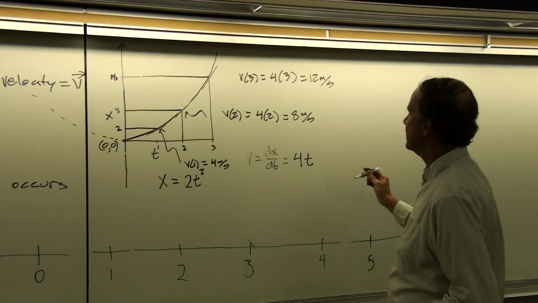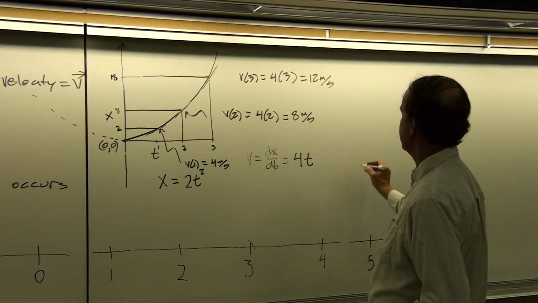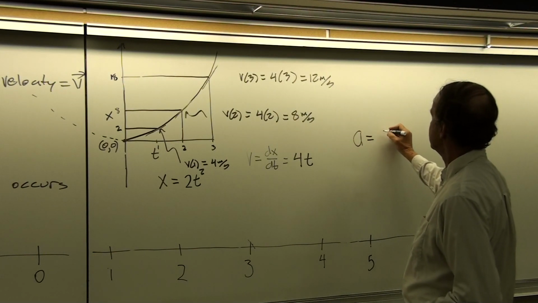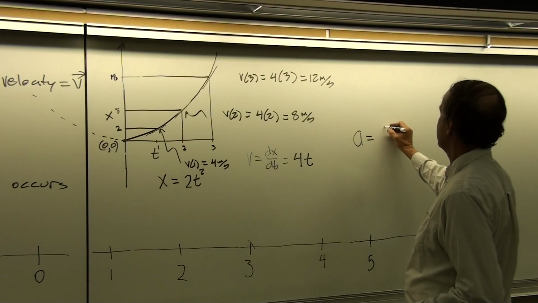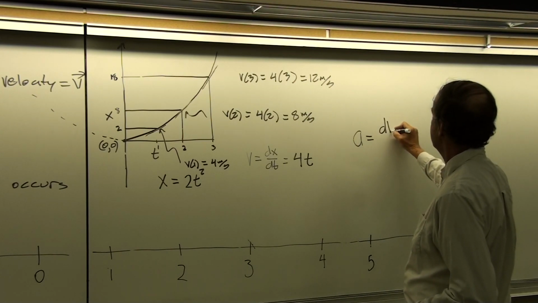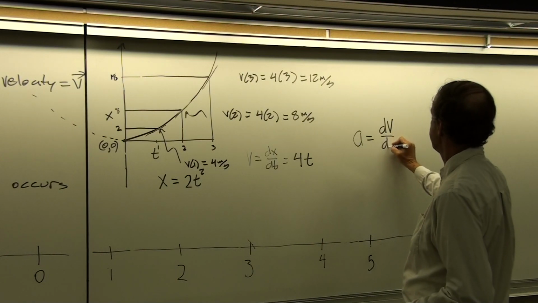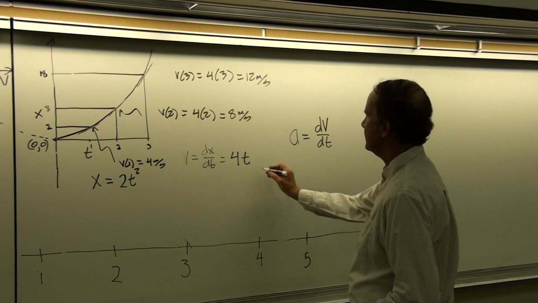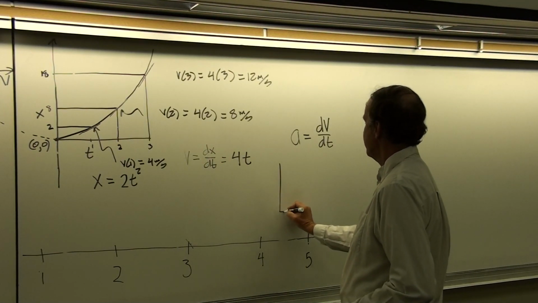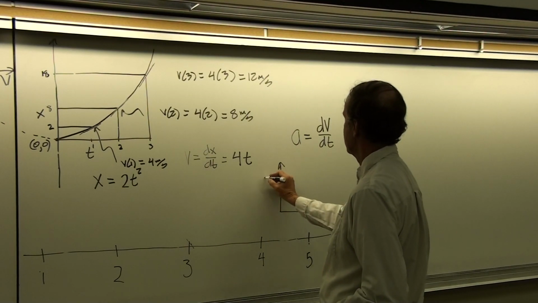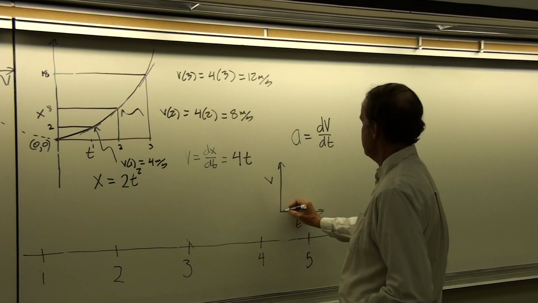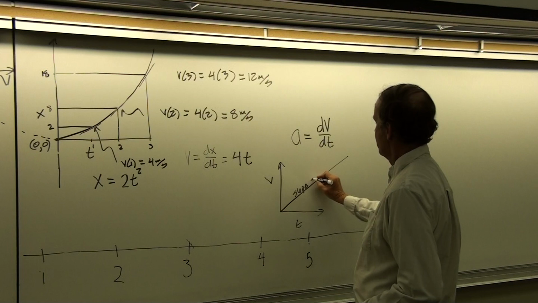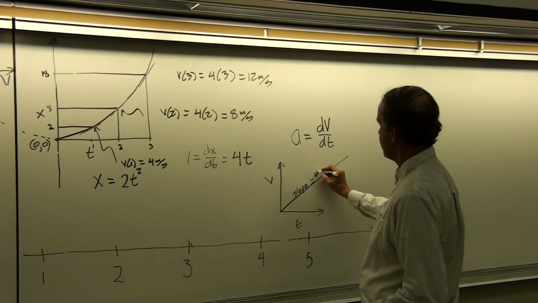Okay. And so we can go one more step with this and find the acceleration. The acceleration is equal to the derivative of the velocity with respect to time. And so how can we determine this? Well, we need to now plot what the velocity versus time function looks like. So this is v, that's t, and the slope of v versus t is 4.